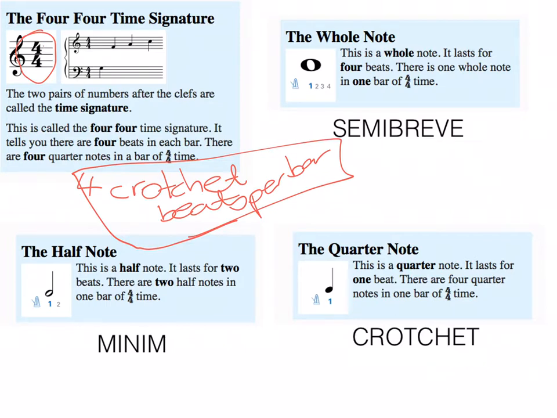Top number tells you how many beats. The bottom number tells you what type of beat. Now, I've got here whole note, but we are going to talk about it as a semi-breve, just so you're aware.